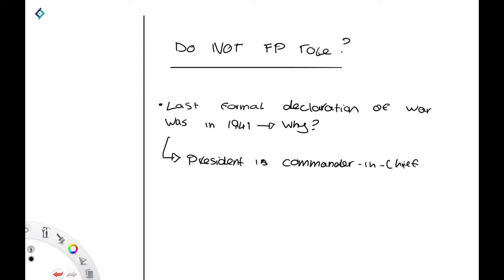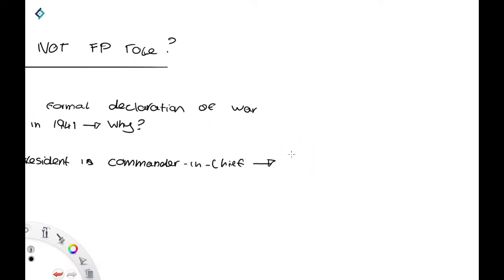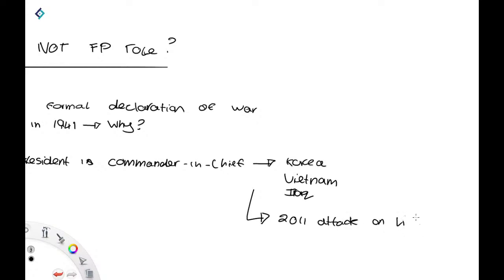And you can talk about examples. You can list as many examples as you want of wars that have taken place without congressional approval. We could talk about Korea, Vietnam, Iraq. But what's more powerful, as Dominic has just mentioned, is you can talk about conflicts and military action that takes place at the express denial of Congress, where Congress says no, effectively. We can talk about the 2011 attack on Libya.